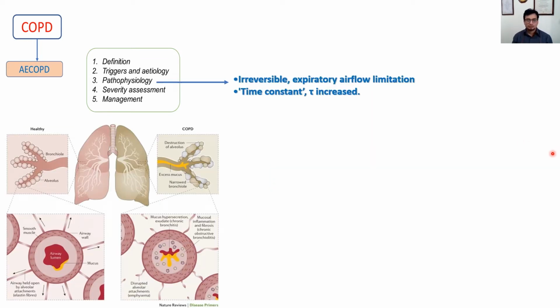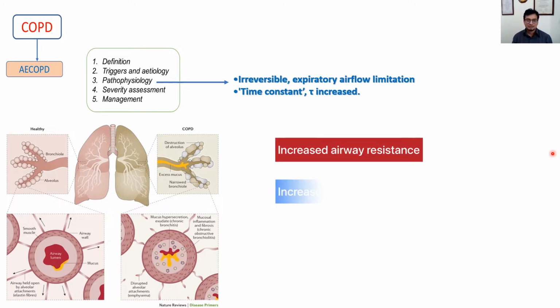So let's talk about the pathophysiology. A hallmark of COPD is mainly irreversible expiratory airflow limitation caused by an increase in the resistance of the small airways or an increase in the lung compliance due to emphysematous lung destruction, or both. So there are two problems: either there is increase in the resistance or increase in the compliance due to emphysema.